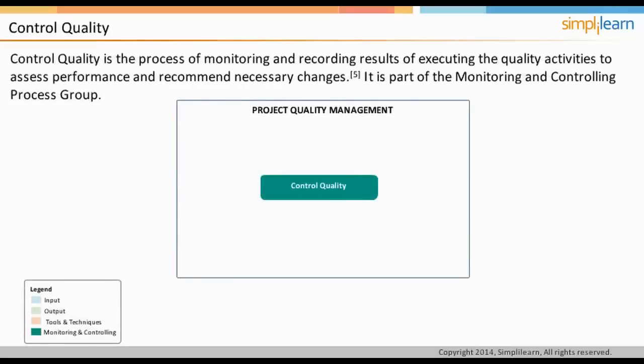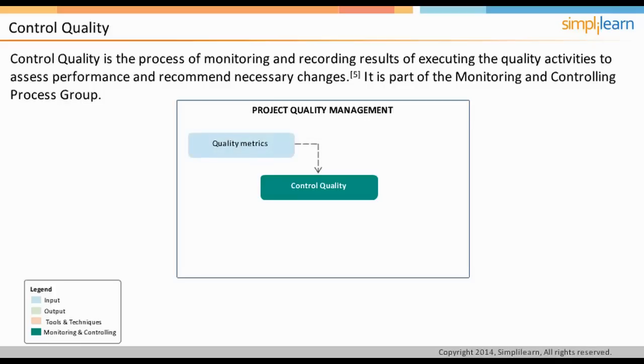The key focus of the quality control activities is on the correctness of the work. Quality control helps answer questions like, is everything okay with the project? Does the project plan require changes to successfully execute the project? Will the project succeed, etc.? Let us look at the inputs to this process.